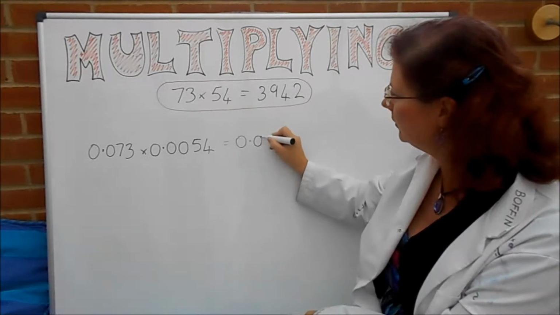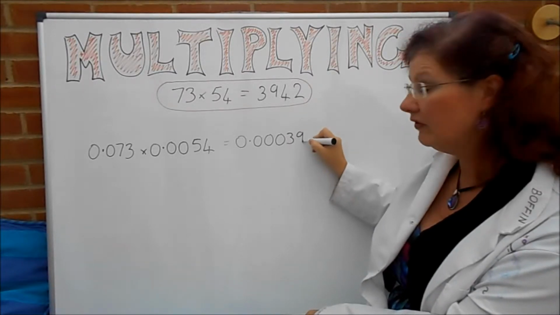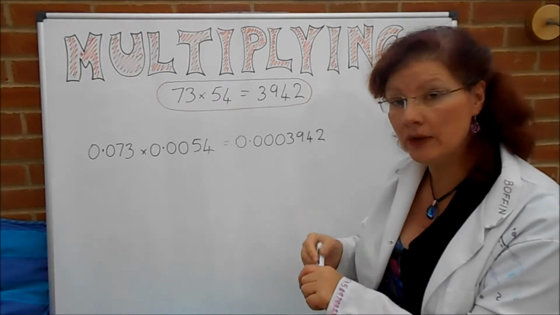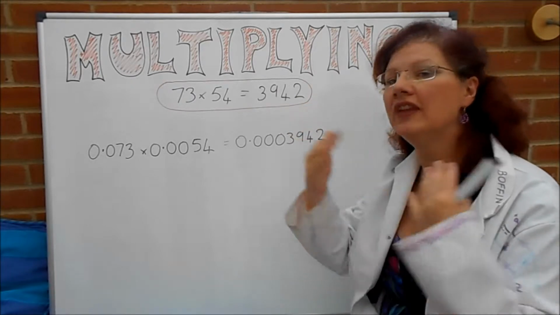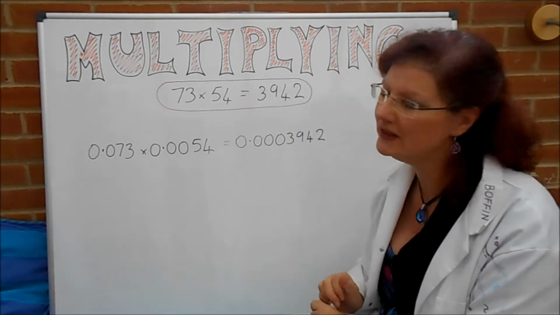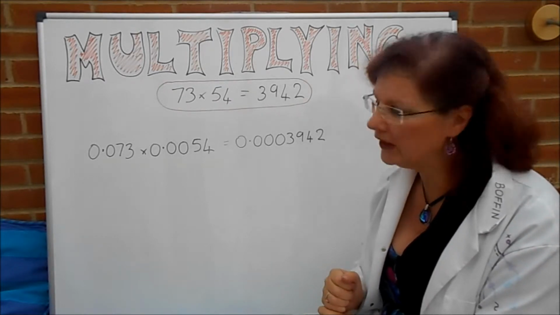So there's 1, 2, 3, 4, 5, 6, 7. Please note, it's not 7 zeros and then those numbers. It's 7 altogether, including those numbers. So there we have 7 decimal places in our answer. Okay, so that's certainly one way of dealing with it.